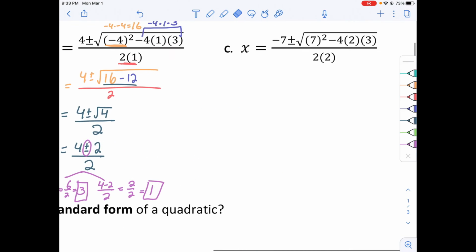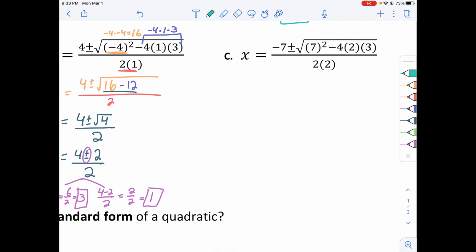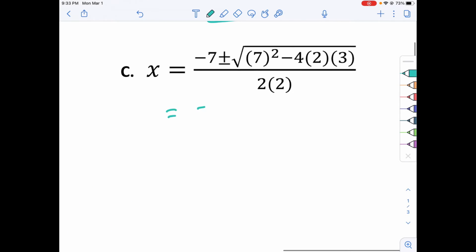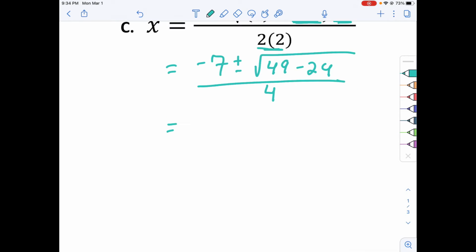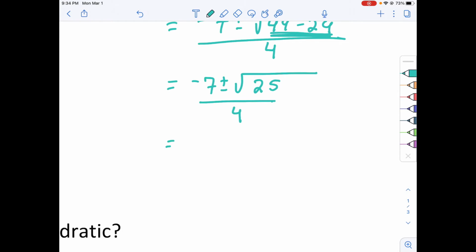So let's take a look at letter C here. Letter C, when we're simplifying it, we have negative 7 plus or minus the square root of 7 squared is 49. Negative 4 times 2 times 3, that's going to be negative 8 multiplied by 3 more is negative 24, all over 2 times 2, which is just 4. So then if we continue, it's negative 7 plus or minus the square root of 49 minus 24 gives us 25 over 4. Square root of 25 is a number, so we go negative 7 plus or minus 5 over 4.